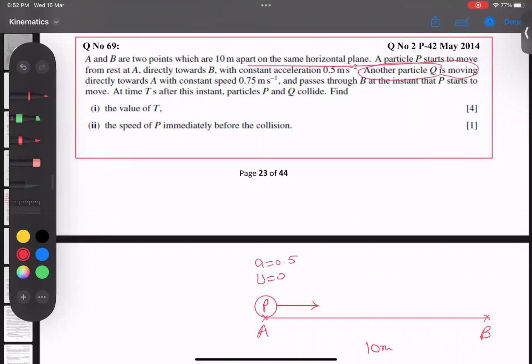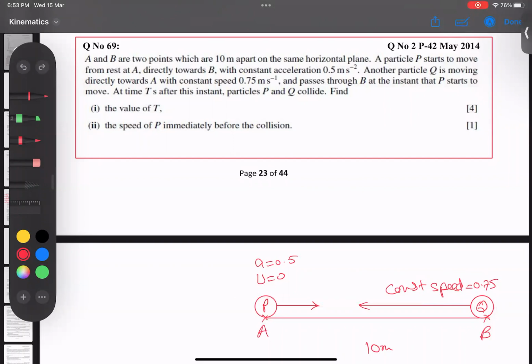Another particle Q is moving directly towards A with a constant speed of 0.75 and passes through B at the instant when P starts to move. It means when P starts moving this way, Q is at B and going this way with a constant speed. The constant speed is 0.75, and throughout it remains 0.75.